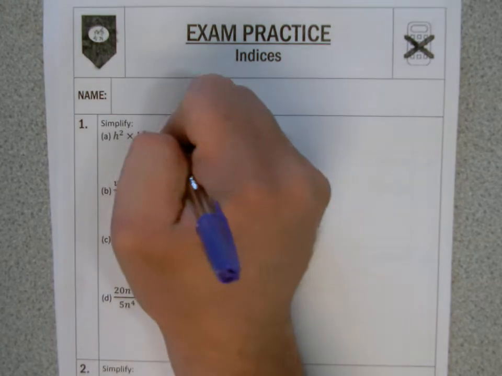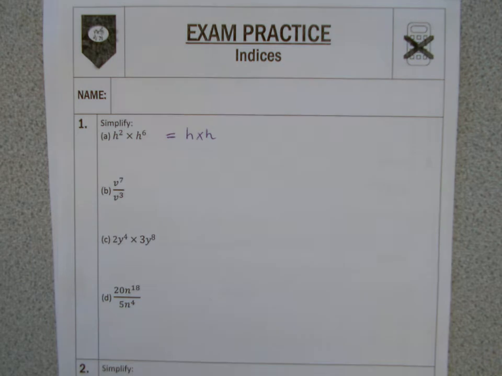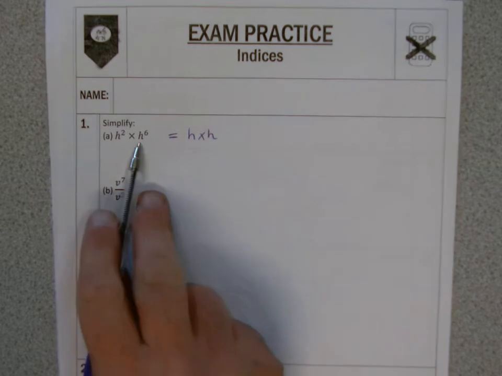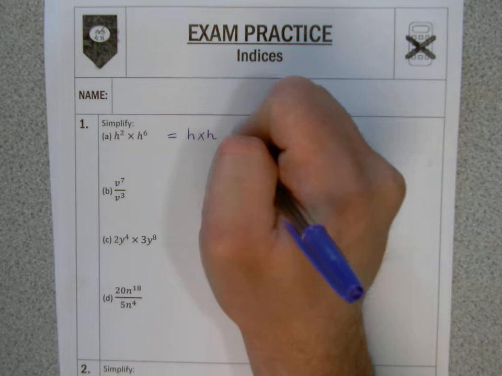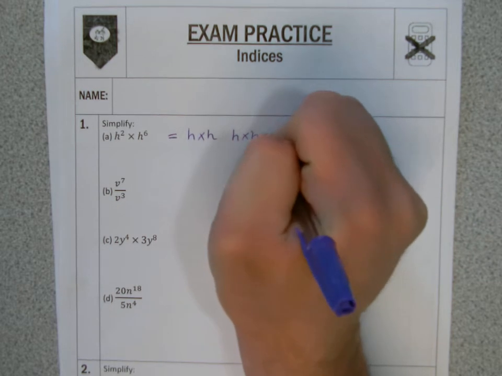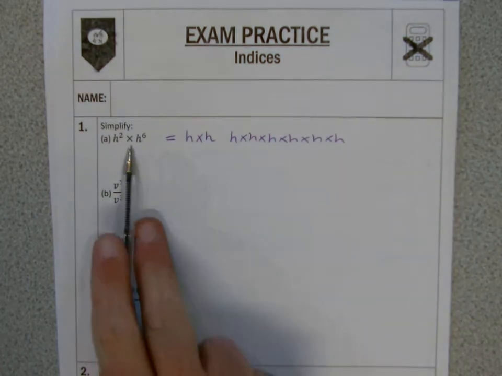Now we could think of h squared as what it actually is, which is h times h. H to the power 2 is just h times itself. And then you've got h to the power 6, which is h times itself 6 times. So there are 6 of them. And then we're told to multiply them all together.